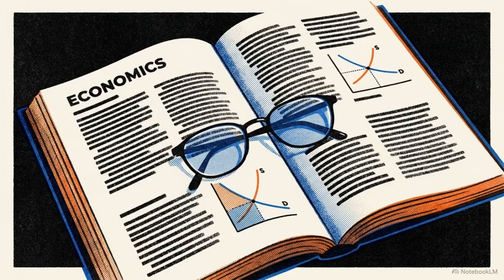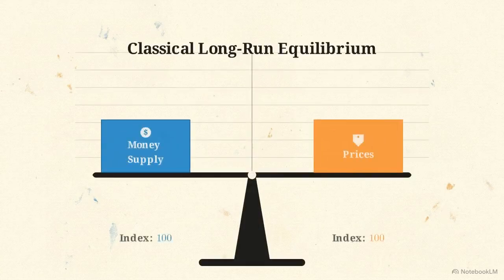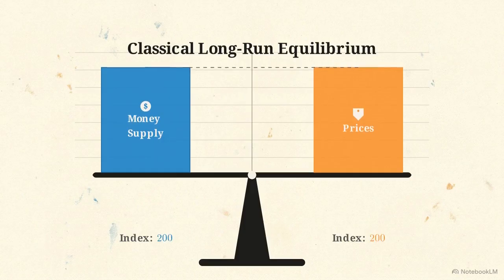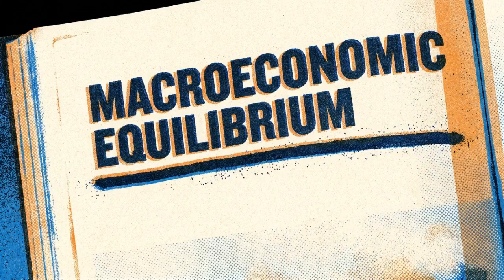In classical macroeconomics, the quantity theory of money establishes a direct relationship between the amount of currency in circulation and the price of goods. If a central bank expands the money supply, the theory dictates that all prices will eventually rise by a proportional amount. This leads to the concept of long-run neutrality.